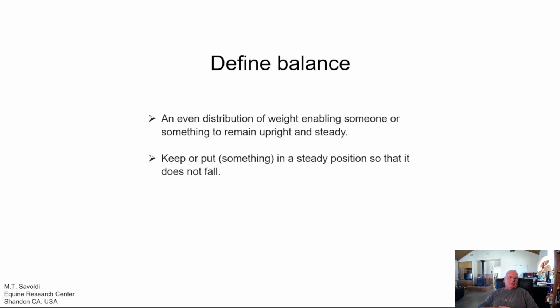So there's many terms for the word balance or definitions for the word balance. It's really hard to pick one for the hoof capsule because there's so many. So I just put these two out here. An even distribution of weight, enabling someone or something to remain upright and steady. And since we're concentrating now on balance for the hoof capsule, I think this will fit quite well. And then, keep or put something in a steady position so that it does not fall. And again, I think this relates to the hoof capsule.